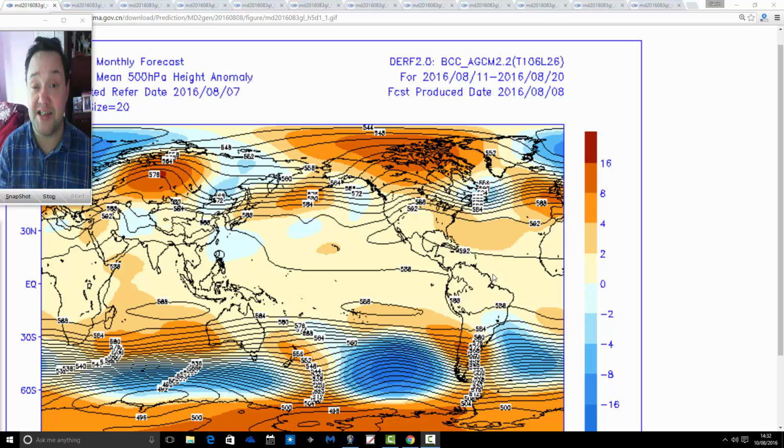This is BCC Wednesday, so we're going to be having a look at the next 40 days with the Beijing Climate Centre. It's going to take us well into September, going to the second half of the first month of autumn 2016 with this particular update.